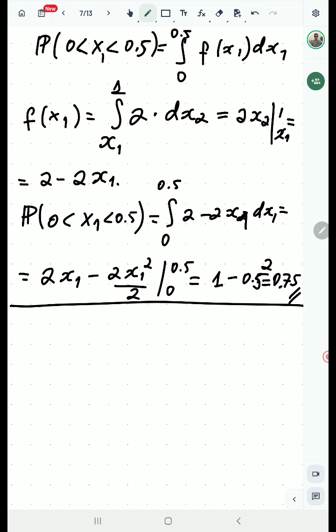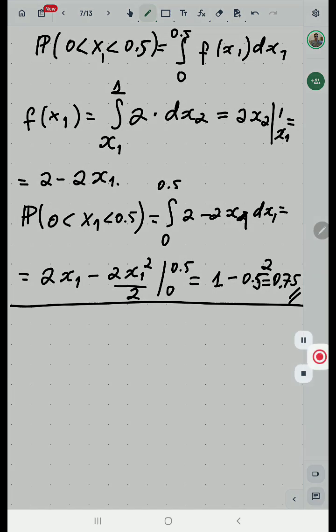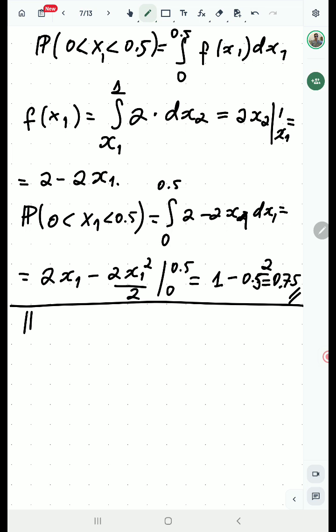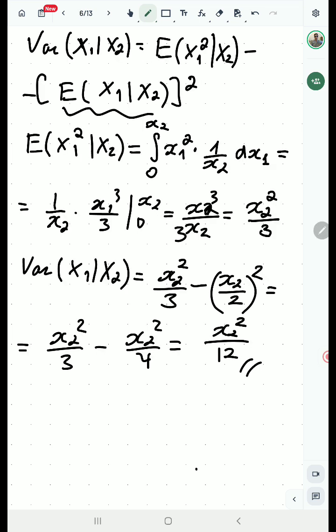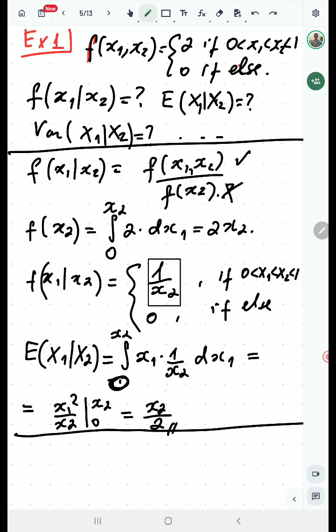Now let's compute the conditional probability. The conditional probability of x1 being between 0 and 0.5, but given x2 is equal to 0.75. For that, we are basically integrating again from 0 to 0.5, but instead of the marginal density, we are going to integrate the conditional density. Now let's look at the conditional density. It's here, 1 over x2, right?